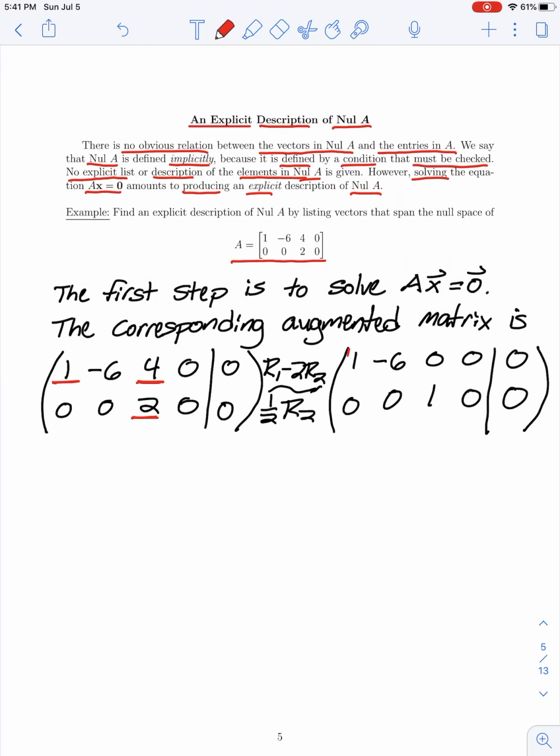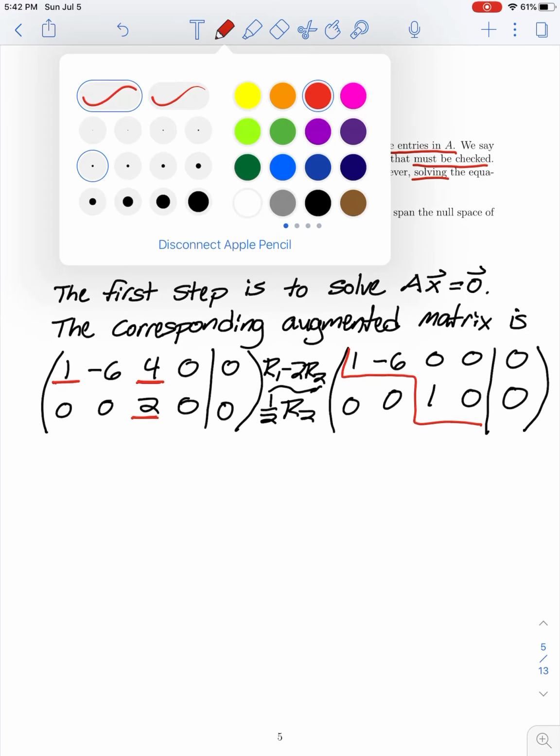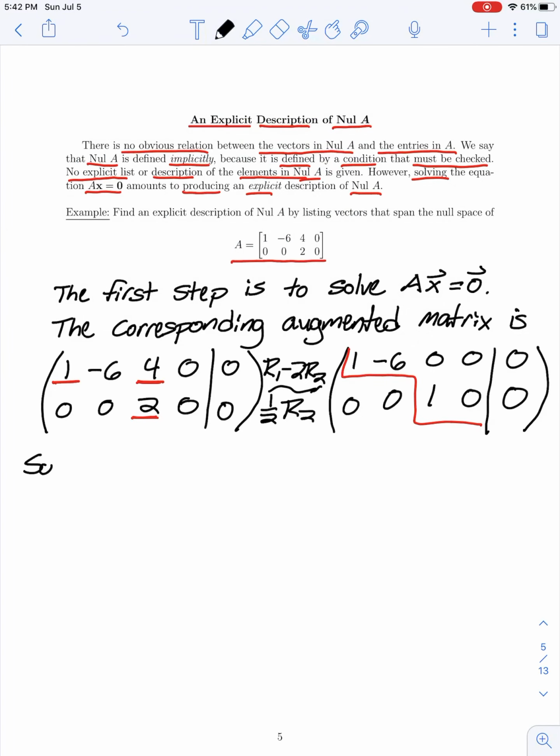So this augmented matrix is now in reduced row echelon form. We see that it has pivot columns in the first and the third column. So the second and fourth column will correspond to free variables. Our solution set here can be described in the following way. Using the first row of this matrix, we see that x1 would have to equal 6x2, where x2 is a free variable, since that second column did not have a pivot.